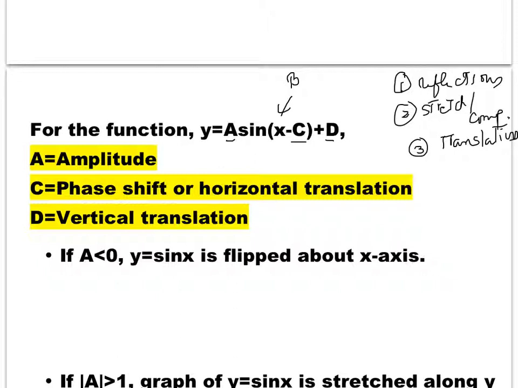So the first one is a, which is the number multiplied by sine. If a is negative, then you are flipping the graph of the base function, which is y equals sine x, about the x-axis. So remember, if a is negative, you're going to flip about the x-axis. That's the first transformation, which is exactly the same as quadratics.